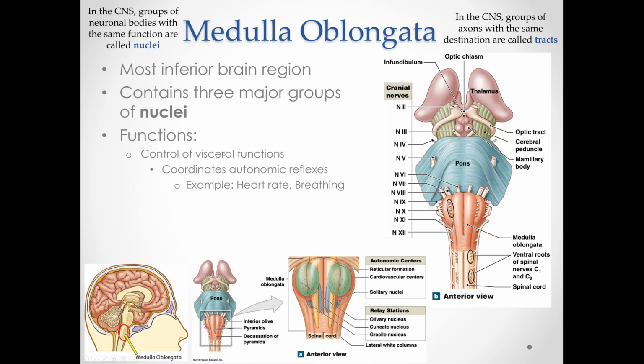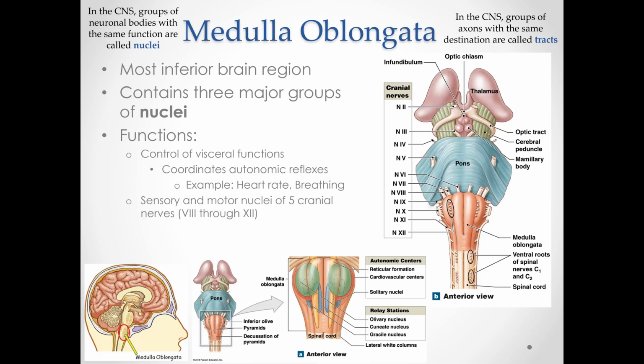So the functions of the medulla oblongata go along with its three major groups of nuclei. Its first major function is that it controls visceral functions. This is going to include coordination of your different types of autonomic reflexes. So for example, it can help adjust your heart rate, either speed it up or slow it down. It can adjust your breathing rate as well. It also can control other reflexes like sneezing, coughing, and vomiting. And we'll talk more about different types of reflexes and even how the medulla oblongata helps coordinate these in later chapters.